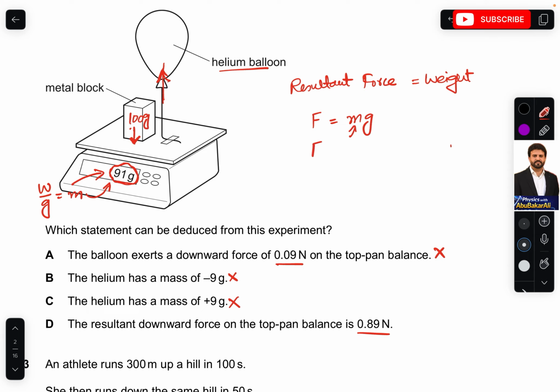So if the mass is 91 grams, you have to change it into kg, divide by 1000, and multiply by g, which is 9.8. When you do this, you will get 0.89 newton. So this option is correct. The resultant force on it is this much.